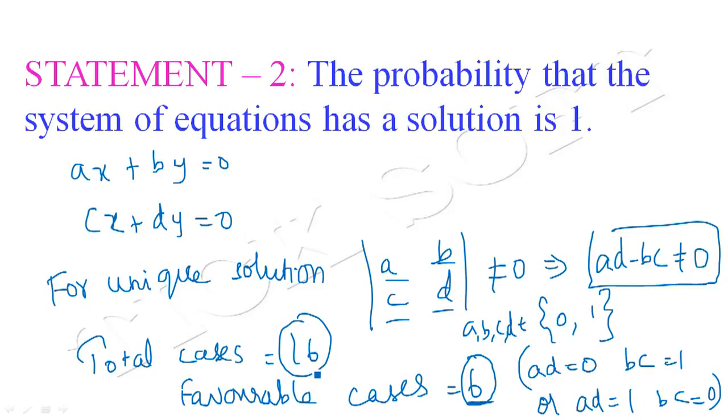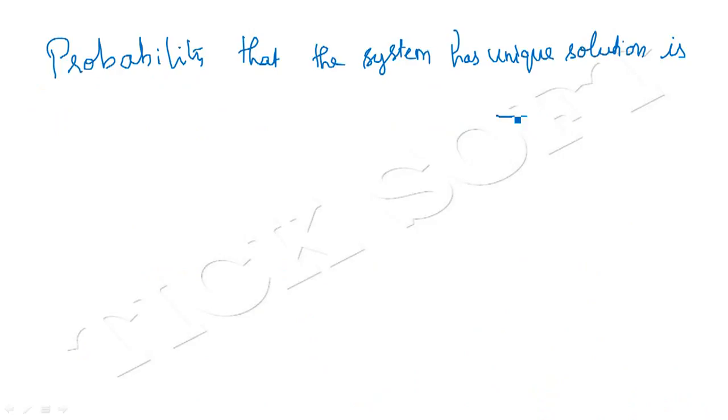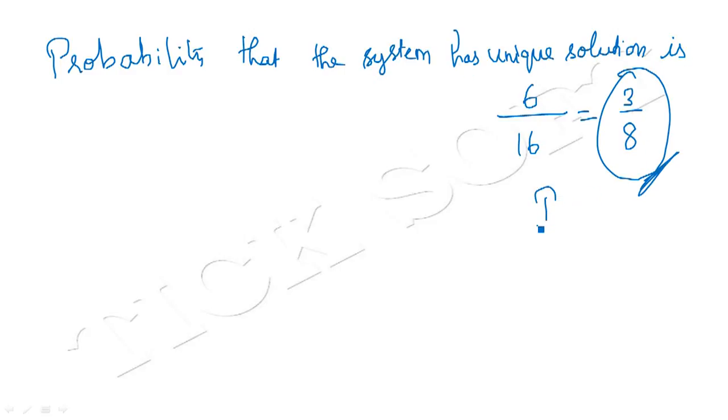So now what will be the probability? The probability that the system has a unique solution will be equal to the number of favorable cases 6 divided by the total number of cases 16. Now if we cancel these two values, we will get 3 by 8. So the probability that the system has a unique solution is 3 by 8. This means statement 1 is true.